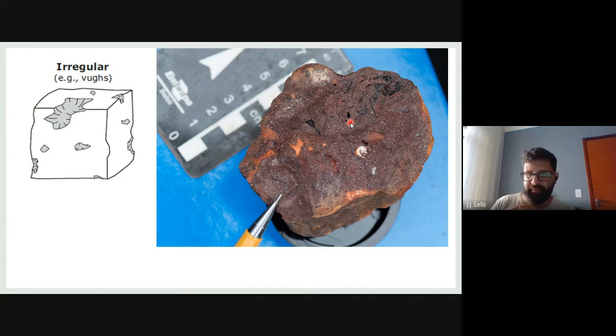These are voids that don't seem to have a specific shape. They present different sizes and different shapes because they are formed only by the weathering of primary minerals. Okay.